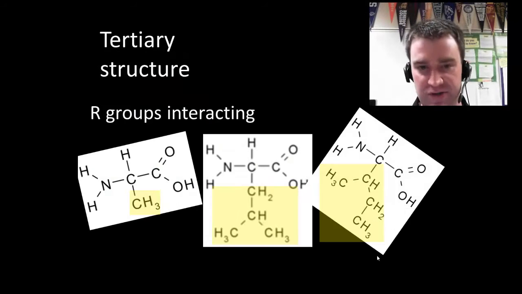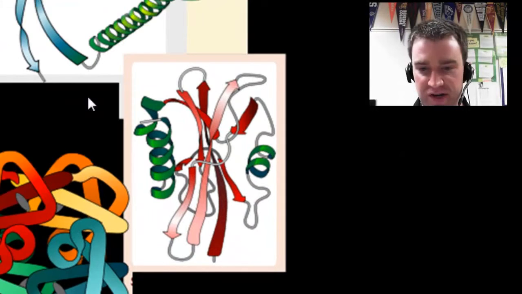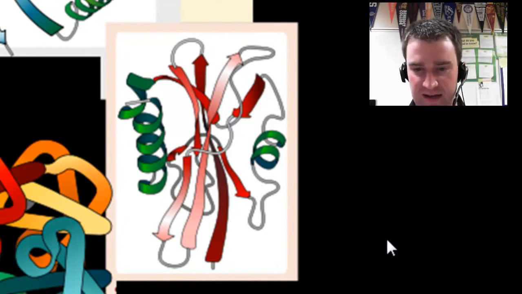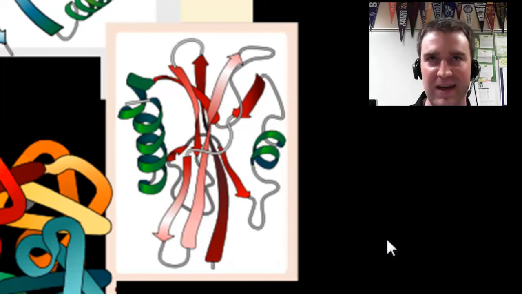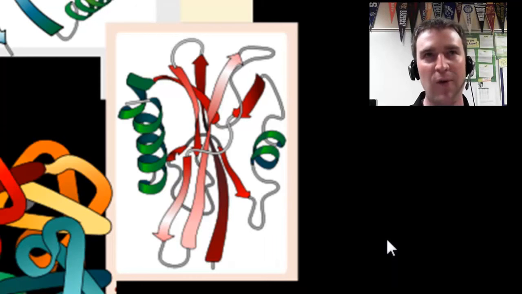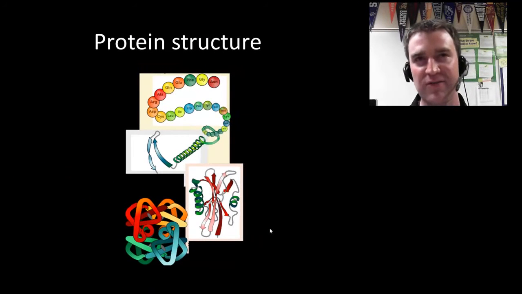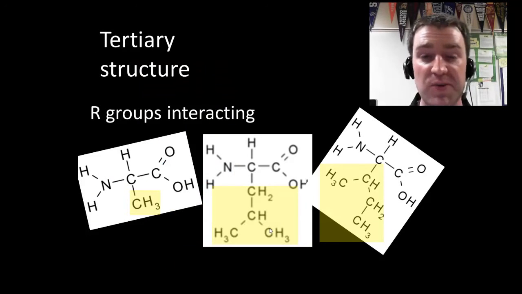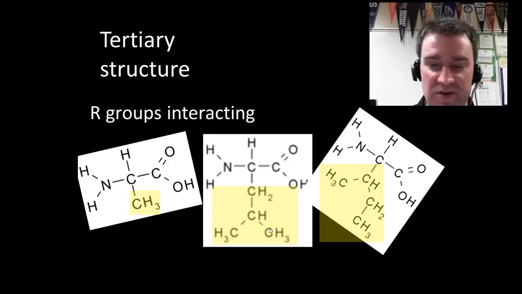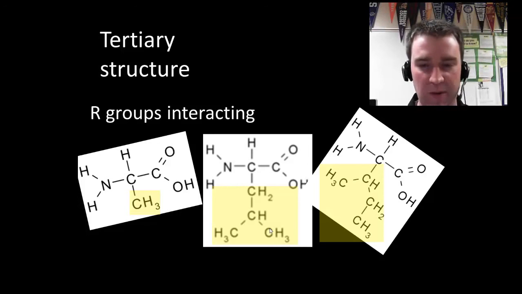So moving on to tertiary structure. Tertiary structure is shown down here, and you can see that as a result you get all kinds of different shapes that can form in tertiary structure. Tertiary and secondary actually occur at the same time. They're not chronologically separated. What makes secondary and tertiary different are what groups are actually interacting. Because in tertiary structure we see R groups interacting.